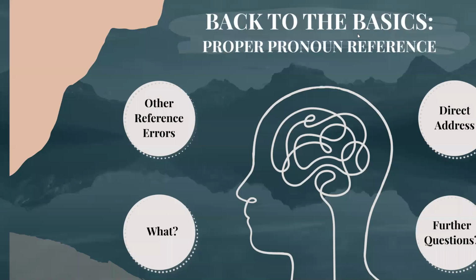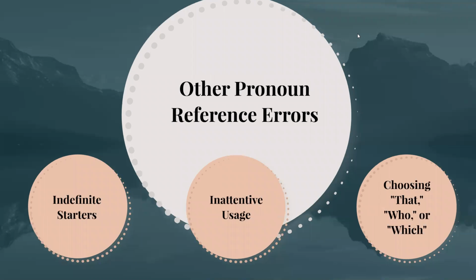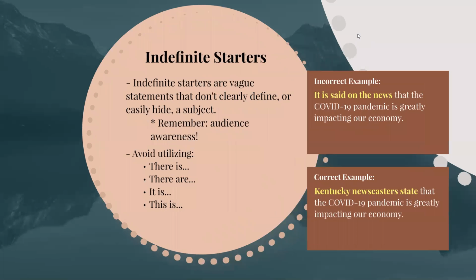There are a few other types of pronoun reference errors that may occur. We're going to start by talking about indefinite starters. These are statements that don't clearly define or easily hide a subject in our sentence. And remember, audience awareness is our number one priority, so we want to make sure our audience has a clearly defined subject. They don't have to go searching or questioning anything. A few examples of indefinite starters are there is, there are, it is, and this is. And we want to avoid these. Again, we want to remember that our audience needs that clarity. We don't want them to question anything.